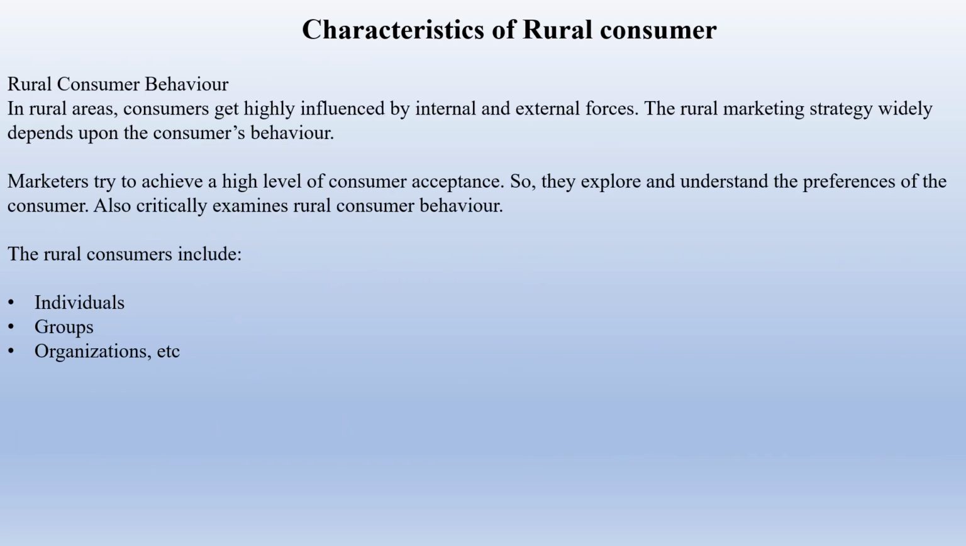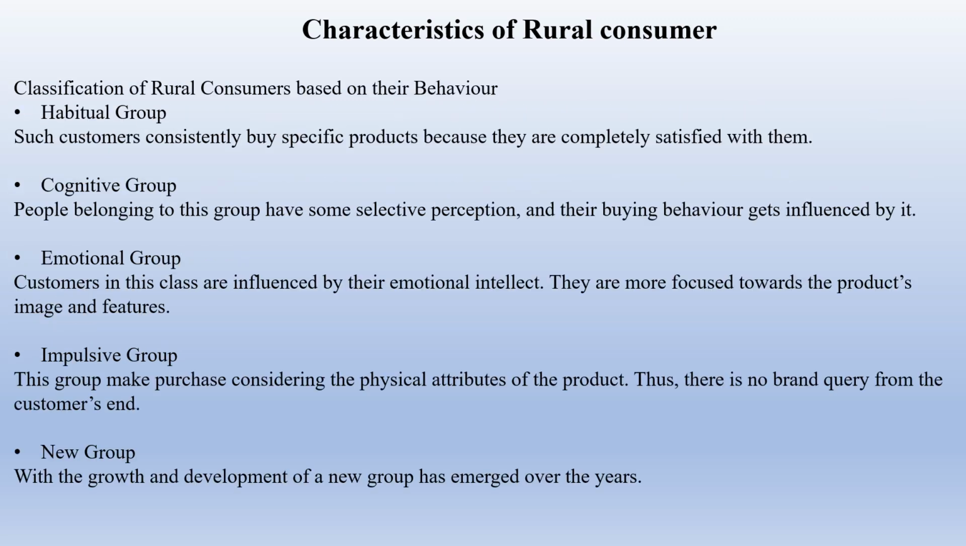Secondly, rural consumer behavior. Rural consumer behavior includes individuals, groups, and organizations. Talking about the classification of consumer behavior: the habitual group buys products because they want to be completely satisfied; they want to make it a habit. The cognitive group forms some perception of it and then buys the things. Emotional groups are very focused on the product based on emotional criteria in general. Impulsive: there are impulsive buyers in rural areas.